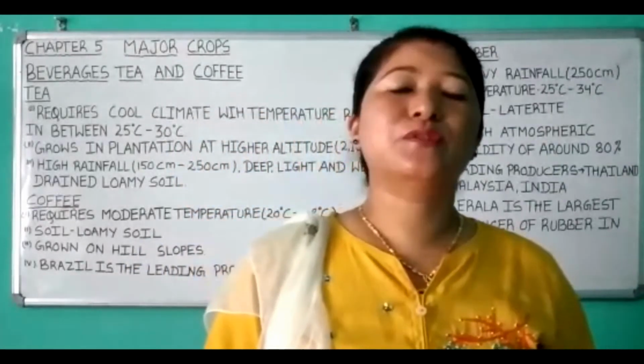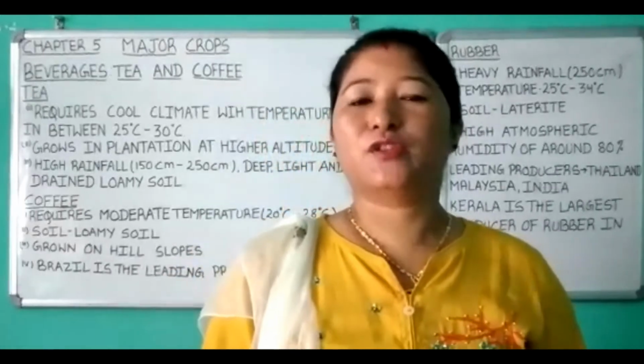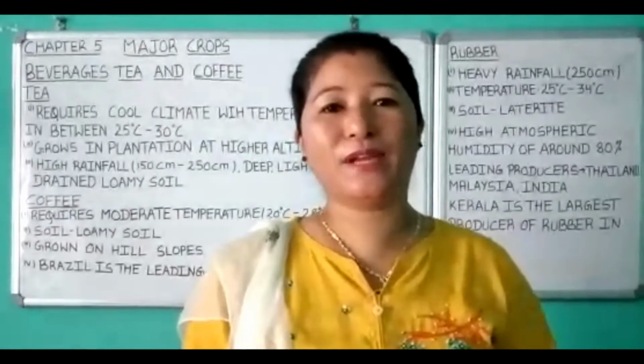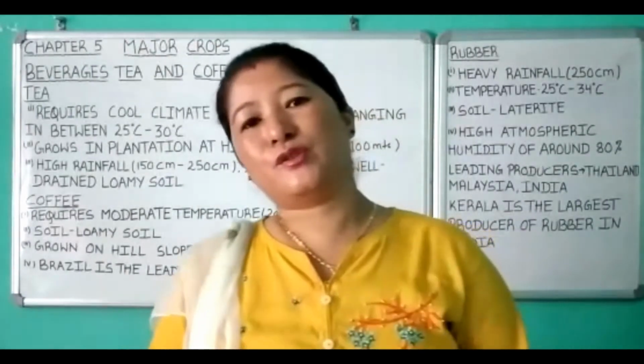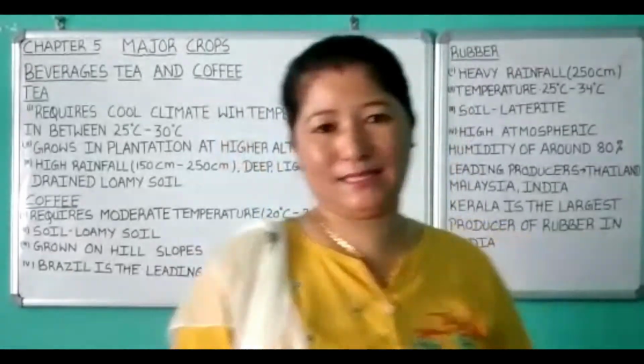And let me tell you, there are 4 varieties of tea usually grown in our country. Those are black tea, green tea, oolong tea and brick tea. So just remember these 4 types, okay? When you come up to the higher classes, class 9 and 10, you study in detail.